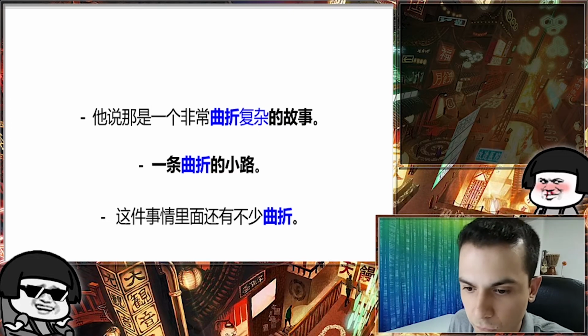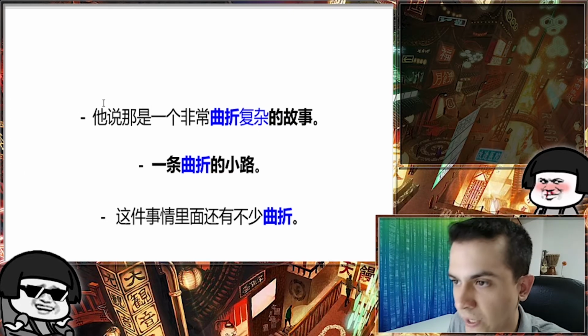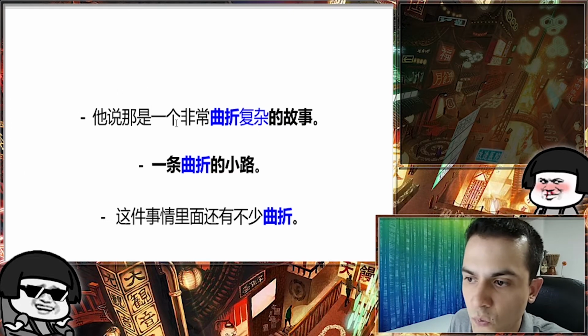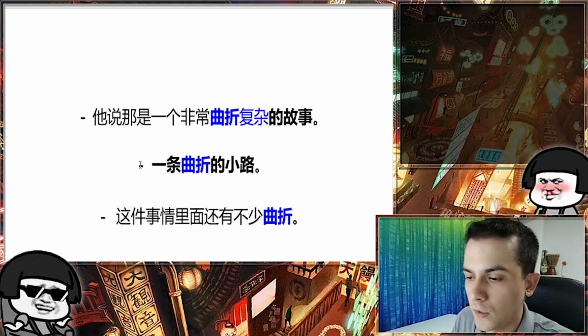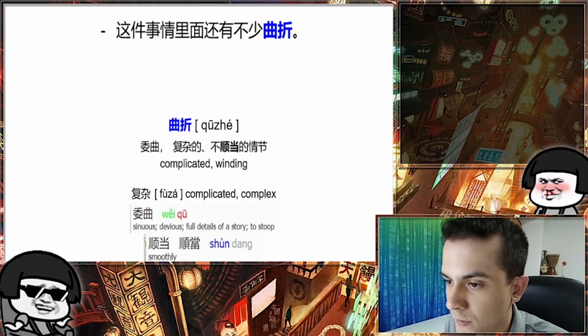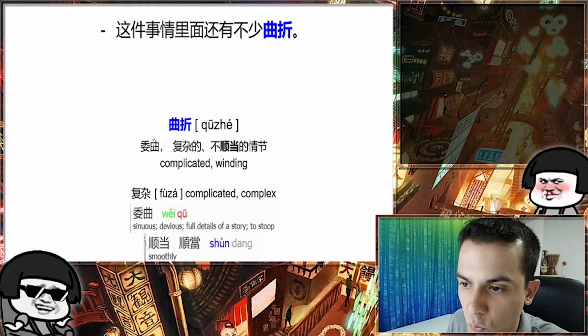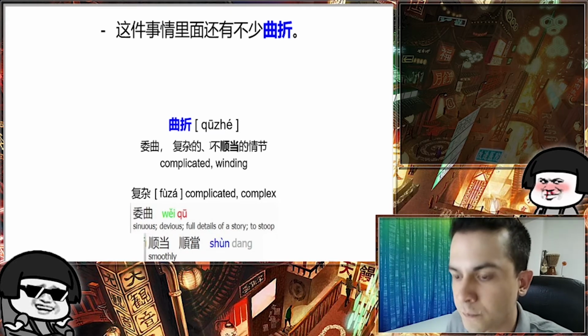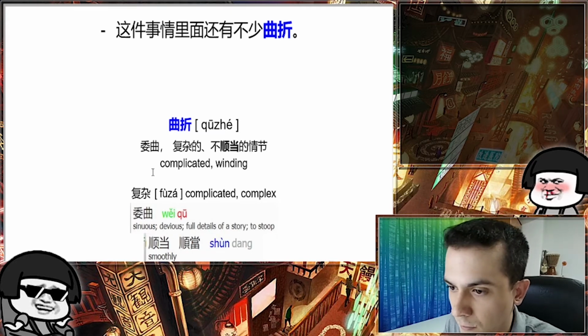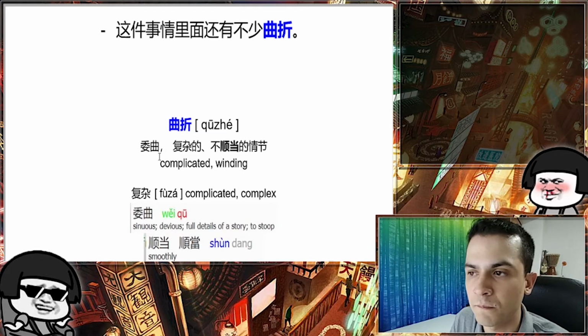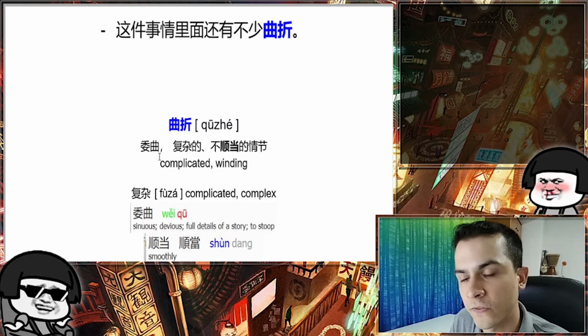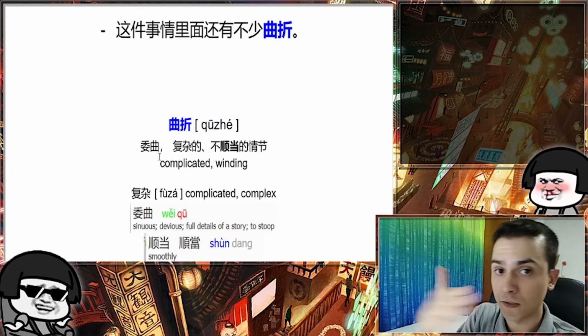Alright, so in this one, we have one new word, which is 曲折. Okay, we have it here. What does it mean? Well, 曲折 means 委屈、复杂的、不顺当的情节. So basically it means complicated, and in a more literal sense, it means winding, right?